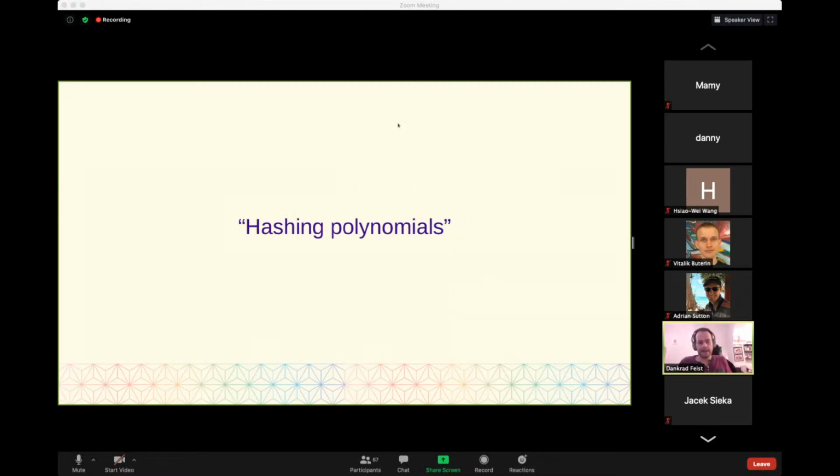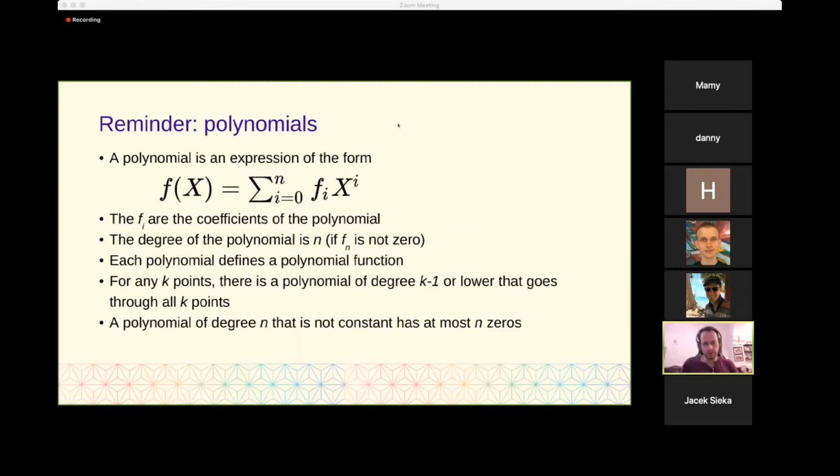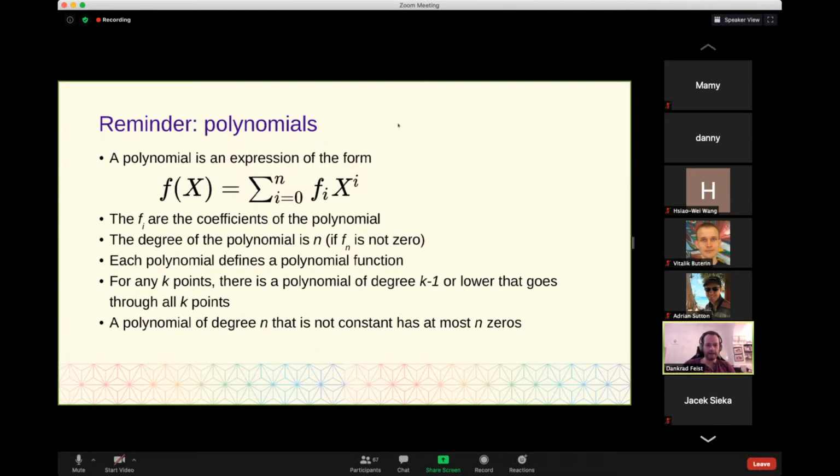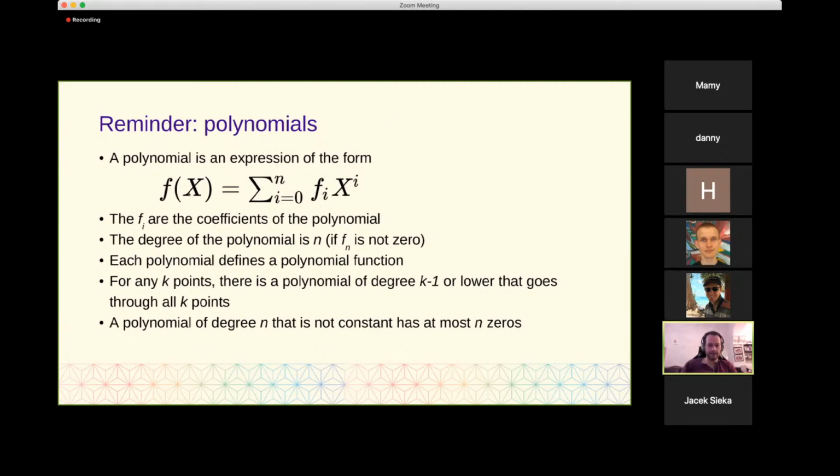Based on this, I'm now going to talk about hashes of polynomials. First, a quick reminder about polynomials. A polynomial is an expression of this form: the sum of some f_i, which we call coefficients, times x to the power of i. The degree is basically the highest index that we have in the polynomial, so n. And each polynomial defines a polynomial function. That's the function that's defined when you replace this x by values in the field.